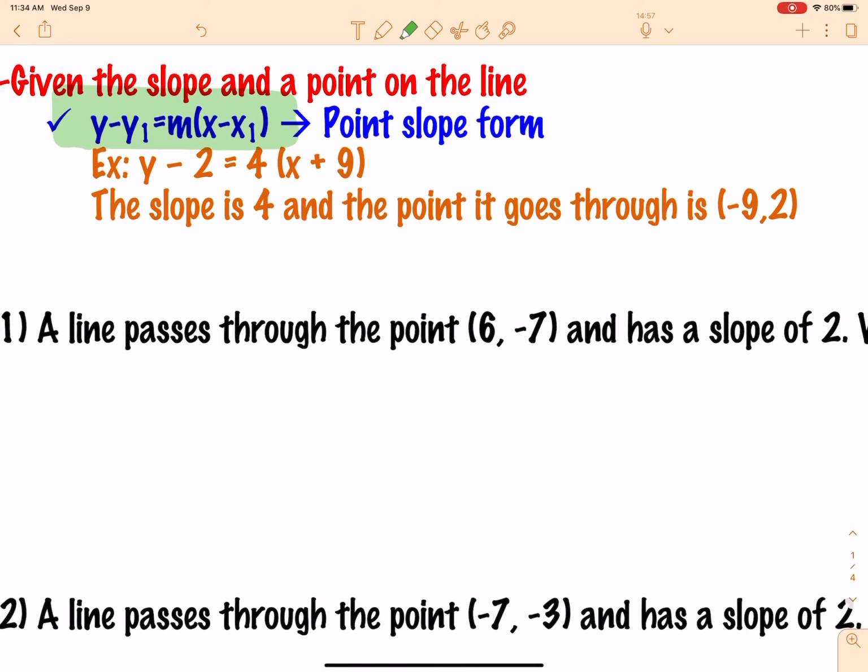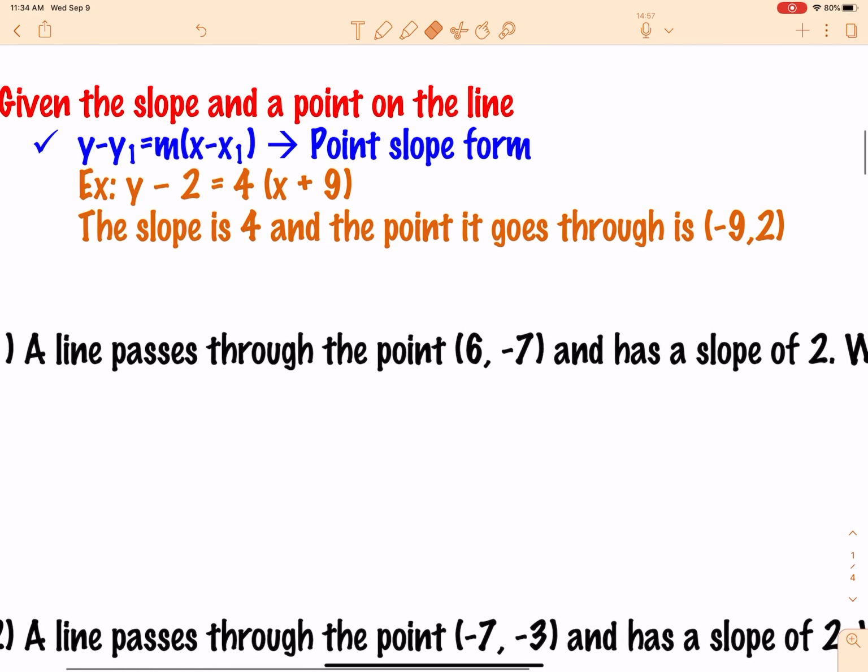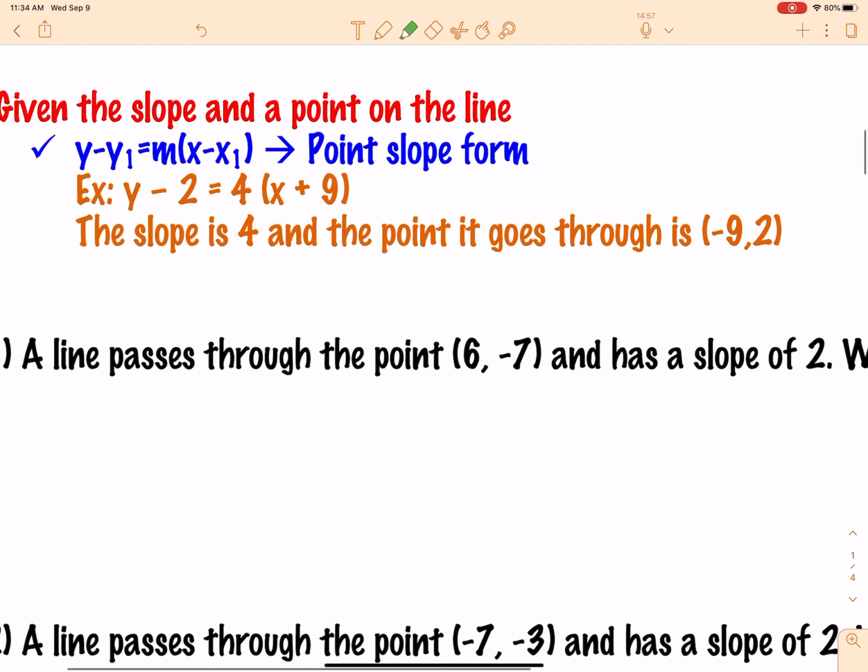Point slope form, what does that mean? It means it gives you a point and it gives you a slope. As long as you have a point and a slope, that's all you need to write this equation. For example, it gives you this equation: y minus 2 equals 4 times x plus 9. The number in front of x is your slope.